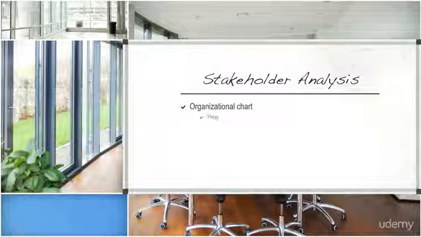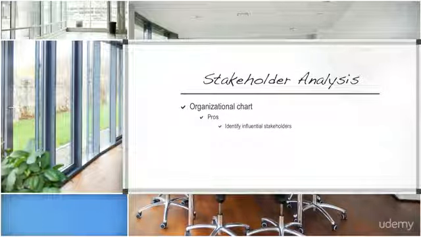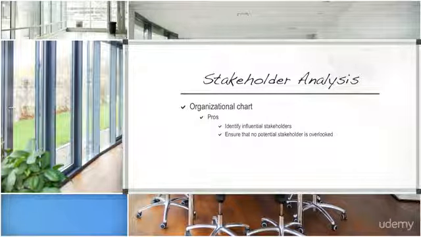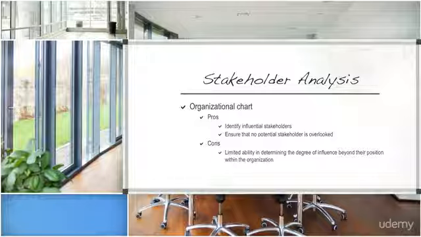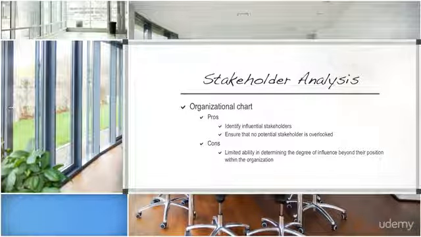Organizational charts can serve as an aid to assist in identifying influential stakeholders, or at least serve to ensure that no potential stakeholder is overlooked or omitted. However, they have limited ability in determining the degree of influence a stakeholder may have, other than their position within the organization. Now, obviously, a CEO or senior manager will have substantial leverage over a line manager. But when it comes to subject matter expertise or financial sponsorship, each stakeholder needs to be analyzed in regard to their respective role in the project.